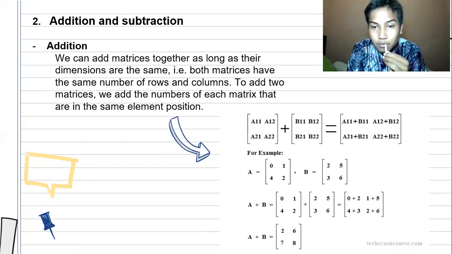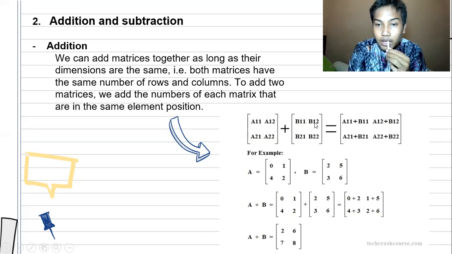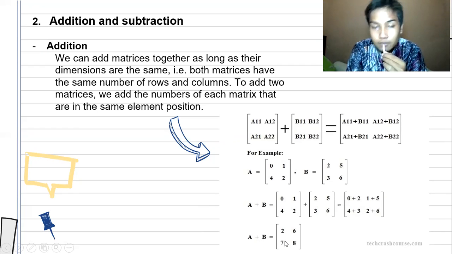And as you can see, the formula is A11 plus B11, A12 plus B12, A21 plus B21, and A22 plus B22. And if you insert the numbers, as you can see, 0 plus 2, 1 plus 5, 4 plus 3, and 2 plus 6. The result of A plus B matrices is 2, 6, 7, and 8.